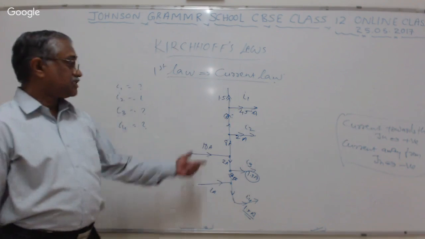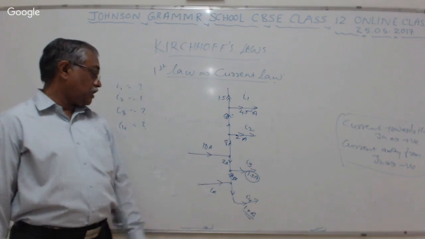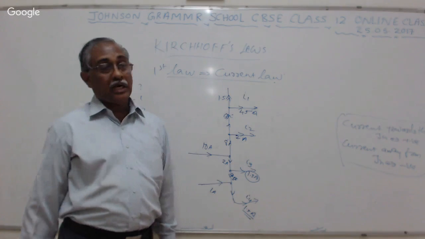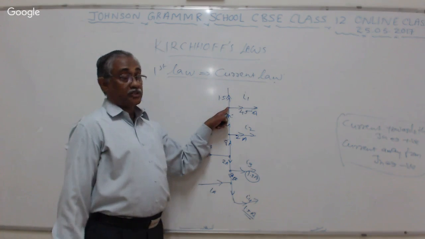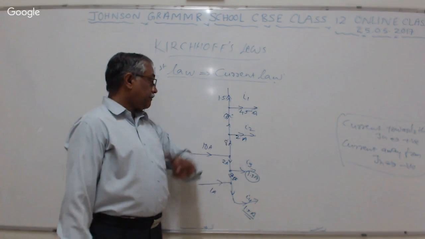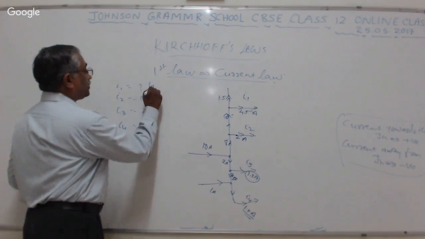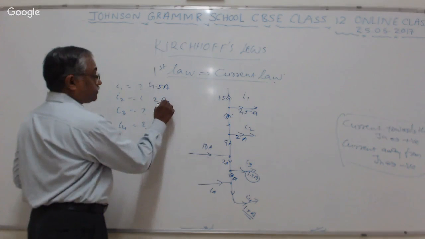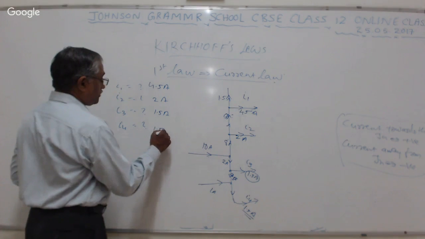This depends on the resistance. Whatever resistance is in the circuit, the value will change. But we can easily find out the current using the fact that the current at a junction is equal to 0. That is why we could solve this kind of problem. So there we get the current I1 is equal to 4.5 ampere, and I2 is equal to 2 ampere, and this is 1.5 ampere. This is also 1.5 ampere.